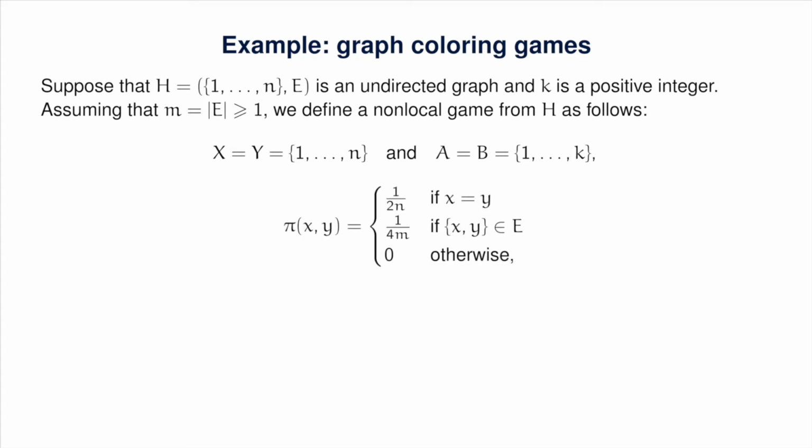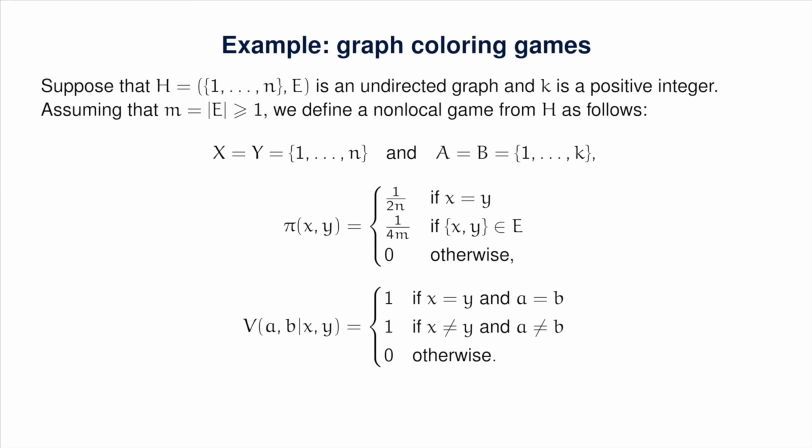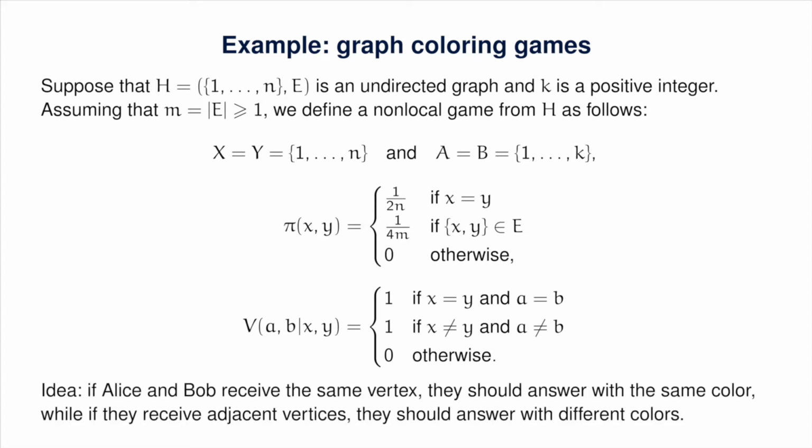With probability 1/2, the referee chooses a vertex uniformly at random and sends this same vertex to both players. Otherwise, the referee randomly selects an edge from the graph and sends the 2 vertices incident to this edge to the 2 players. If the players receive the same vertex, they must respond with the same color in order to win, while if they receive adjacent vertices, they must respond with different colors. So you can imagine that the players are trying to convince the referee that a given graph is k-colorable.